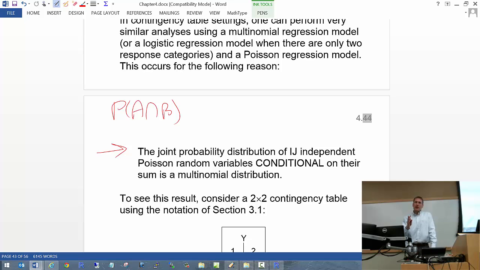If you take that, but you condition on their overall sum, so just add up all your counts, condition on whatever that sum is. So, again, in your first stat course, you talked about conditional probabilities, such as the probability of A given B. That's what I'm talking about. Then this new distribution is a multinomial.